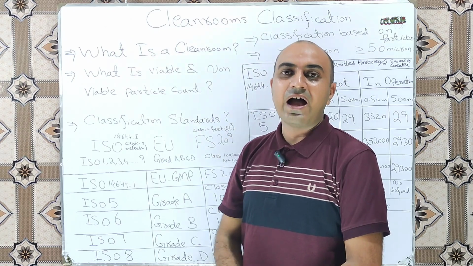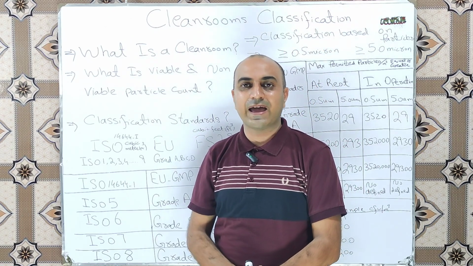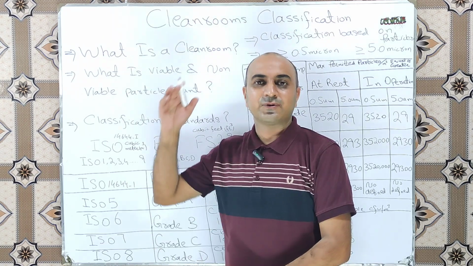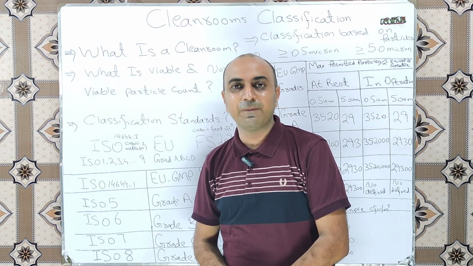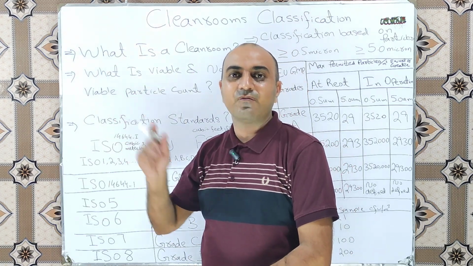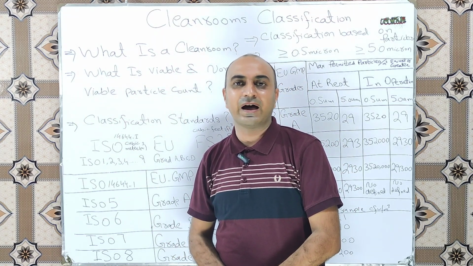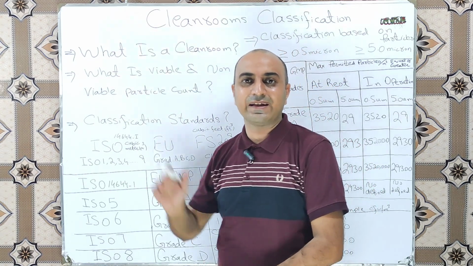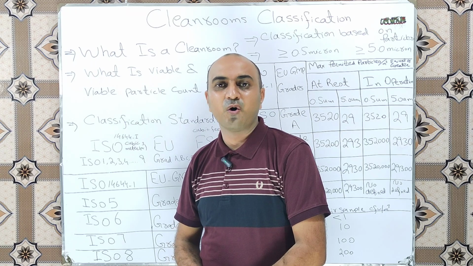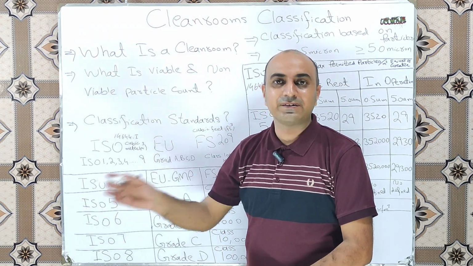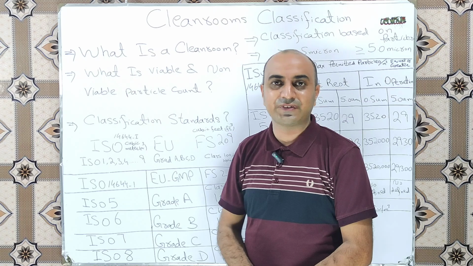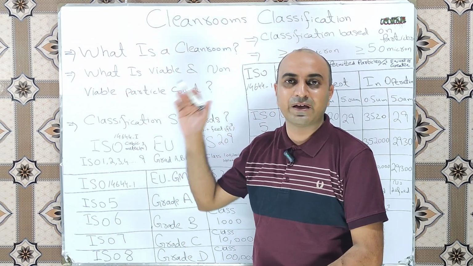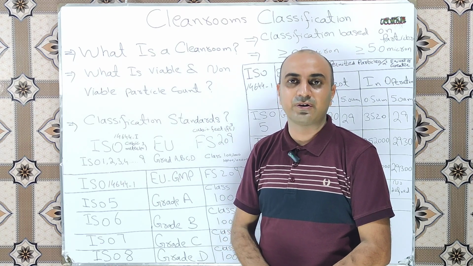What is a clean room? A clean room is a closed room having a controlled number of viable and non-viable particles. So what are viable and non-viable particles? Those particles having one or more living organisms are known as viable particles, and those particles which do not have any living organisms are known as non-viable particles. Viable particles are counted by using the air sampler or settled plate method, and non-viable particle count is measured by using an electronic particle counter device.